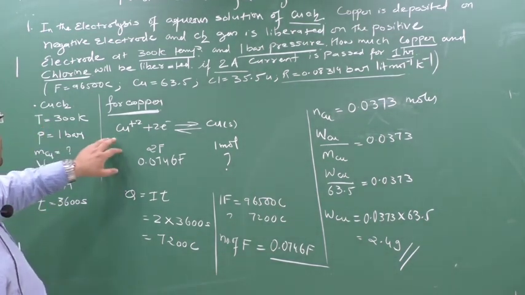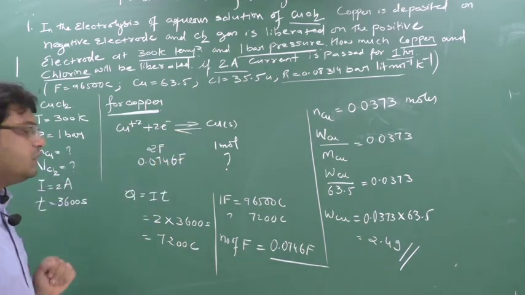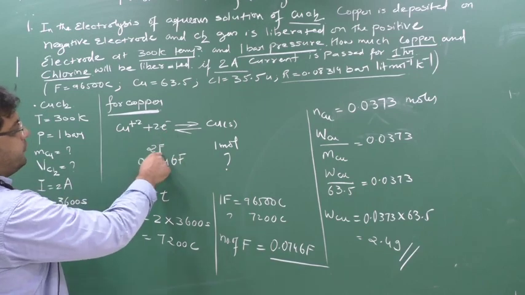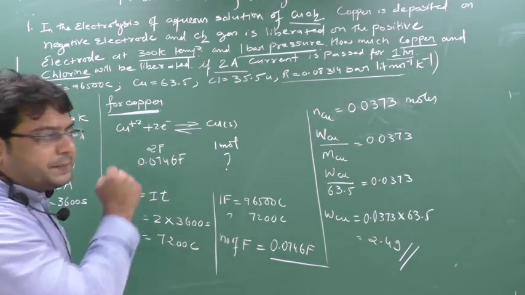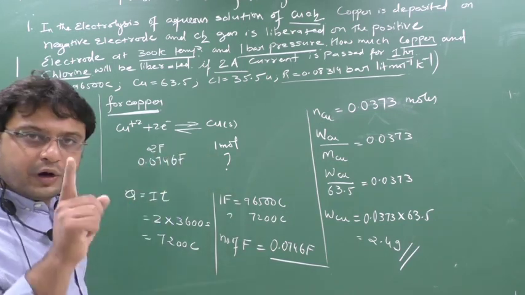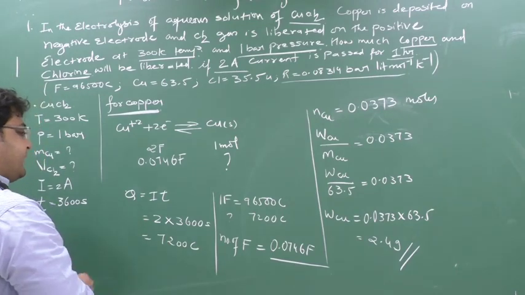For copper, I know reduction will occur. So I know Cu2+ plus 2 electrons gives Cu. Now according to Faraday's law, I know 2 moles of electrons means 2 Faraday. So I will develop a stoichiometry relation: 2 Faraday will produce 1 mole. On supplying 2 Faraday, 1 mole, actually how much Faraday am I supplying?